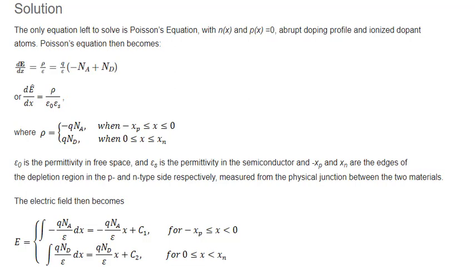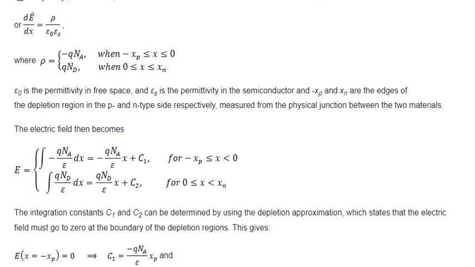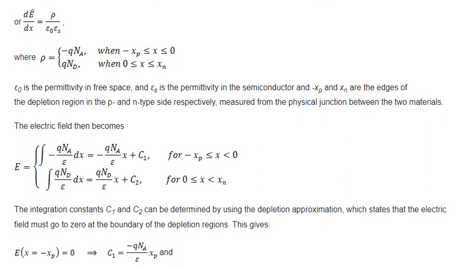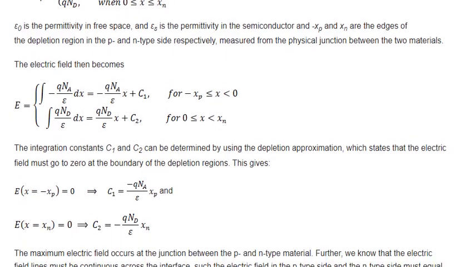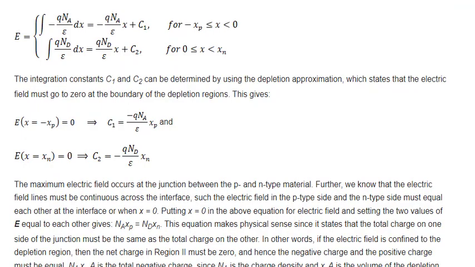Poisson's equation then becomes this, where epsilon 0 is the permittivity in free space, epsilon S is the permittivity in the semiconductor, and Xp and Xn are the edges of the depletion region in the P and N-type side respectively, measured from the physical junction between the two materials. The electric field then becomes this. The integration constants C1 and C2 can be determined by using the depletion approximation, which states that the electric field must go to 0 at the boundary of the depletion regions.